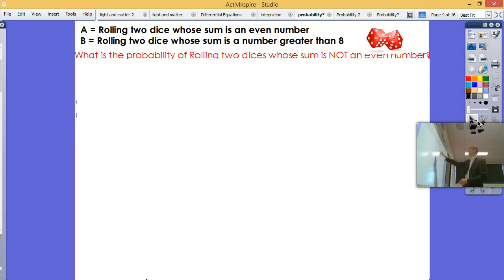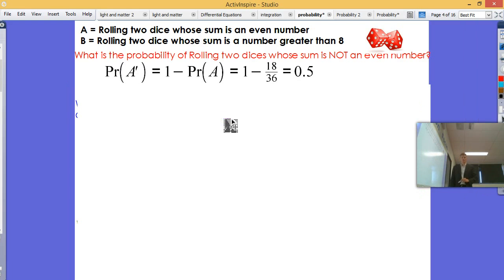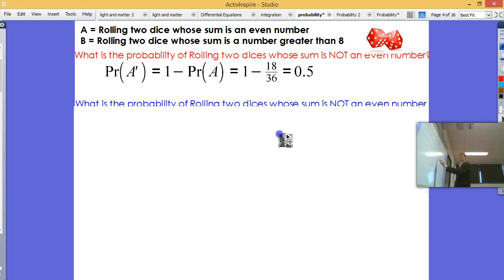What's the probability of rolling two dice whose sum is not an even number? Okay, so I have to use my complement rule. Probability of not an even number is 1 minus probability of an even number. So 1 minus 18 over 36 is 50%. Okay, so far so good.